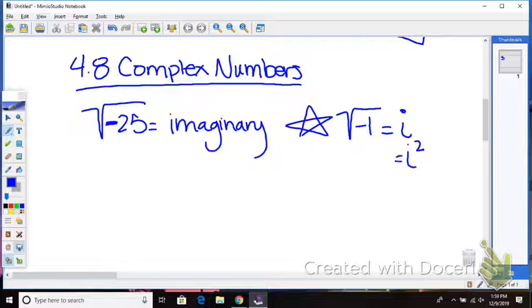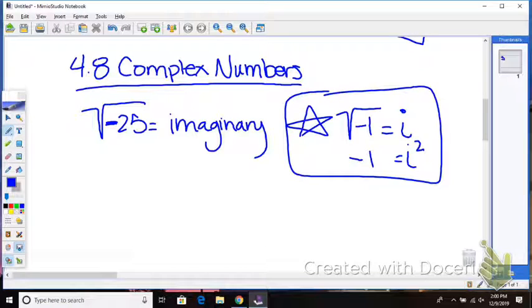Then we have i squared. So if we square our i, we get i squared. If we square the square root of negative 1, what do you get? What happens to the square root and the squared? You get a negative. Negative what number? Negative 1. Okay? So these two pieces of information are really important for what we're doing today.